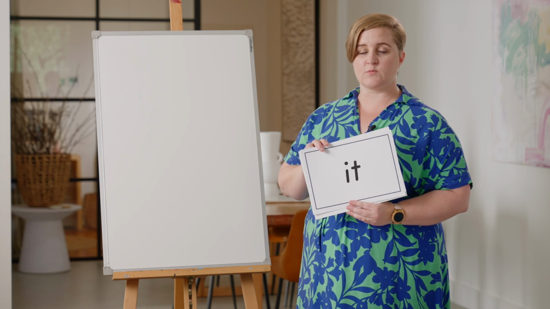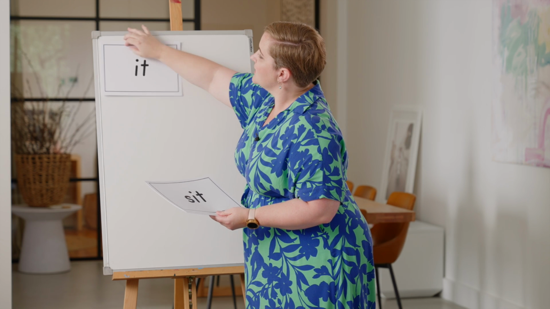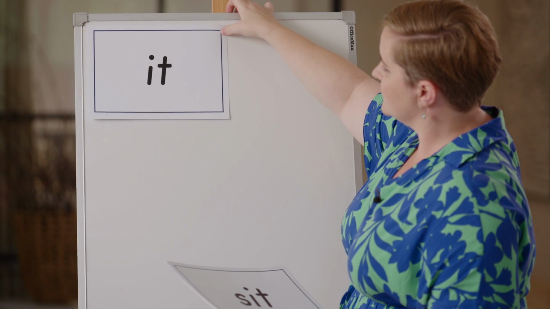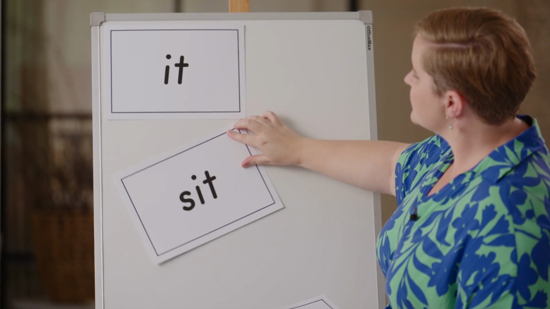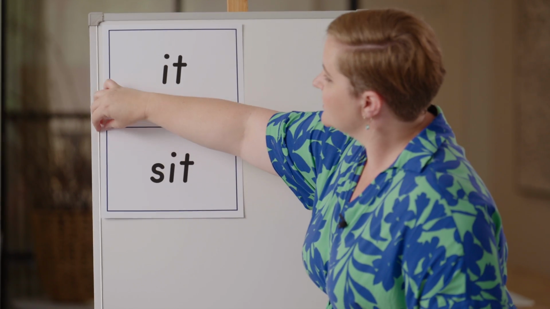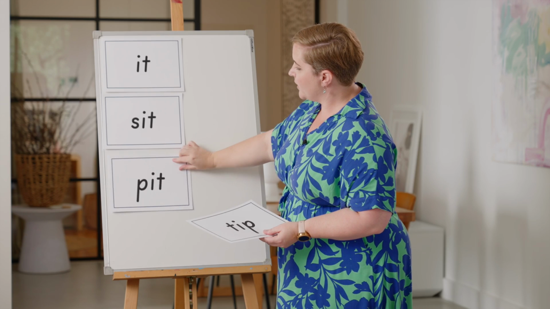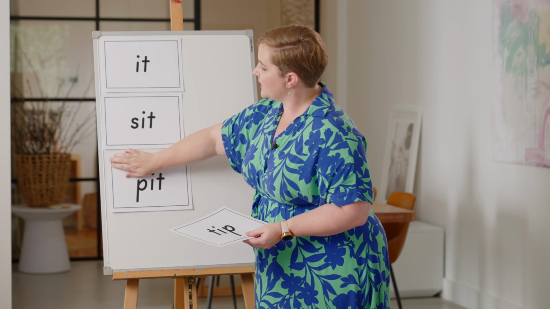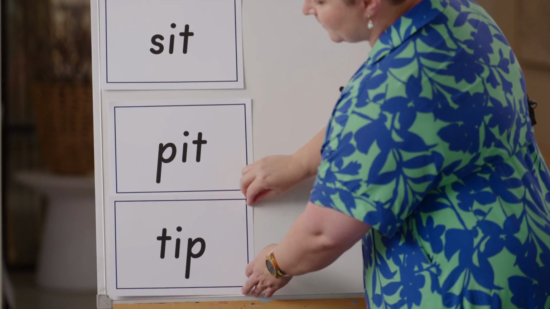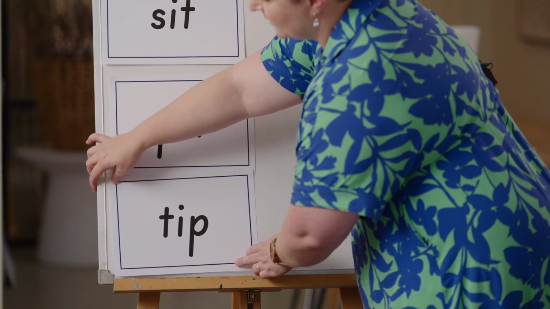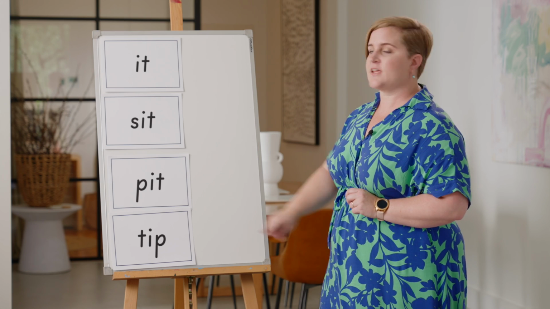I want you to read these words as I put them on the board. The first word is it. Our next word is sit. Our next word is pit. And our last word is tip. Need to be careful that I don't tip the board over. Let's read them one more time together.